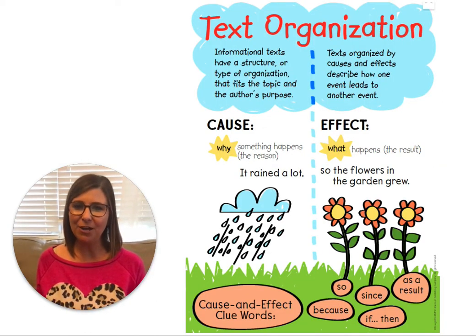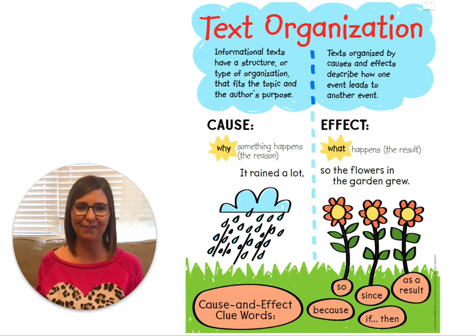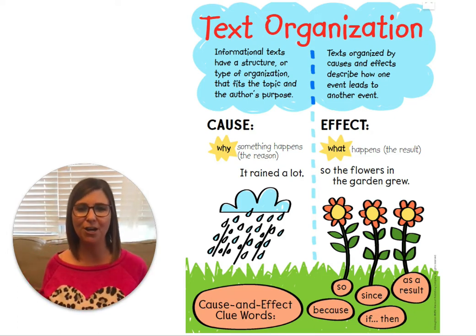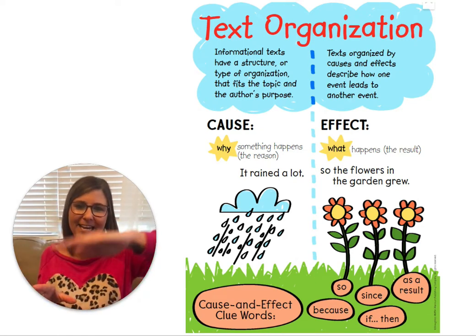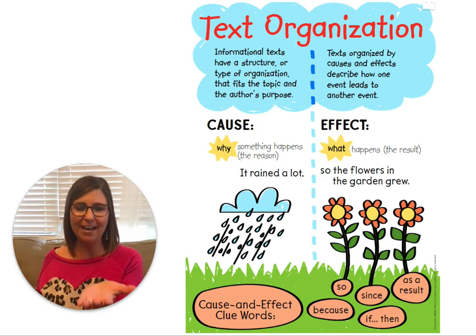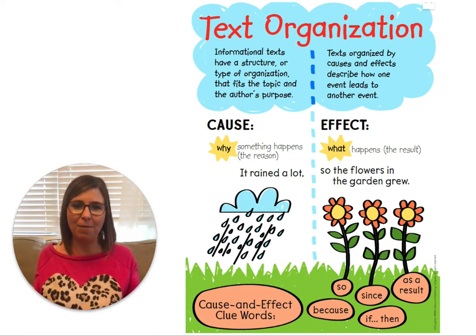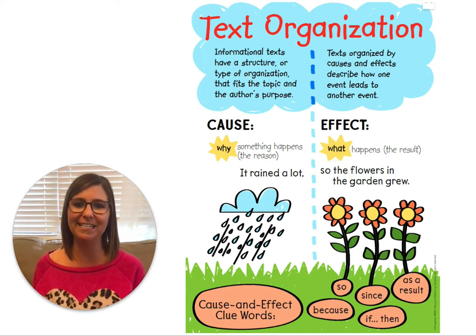So, now I want to talk about text organization. Informational texts have a structure or a type of organization that fits the topic and the author's purpose. Texts organized by cause and effects describe how one event leads to another event. Now I want you to think about this because when we talked about fiction, we talked about how we had that sort of roller coaster, right? Where we talked about the beginning and the middle and the end, and we talked about an introduction, and then we talked about finding out about the problem, and then solving that problem in the end. Well, in nonfiction text, that organization is a little bit different.